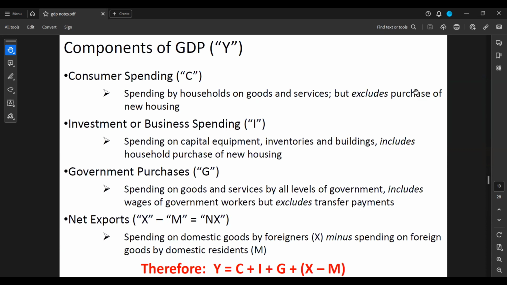Then we have components of GDP Y. Consumer spending, C: spending by households on goods and services, but excluding, for example, the purchase of new housing. Investment, I, or business spending: spending on capital equipment, inventory and buildings, for example, and it includes household purchases of new housing. Government purchases, G: spending on goods and services by all levels of government includes wages of government workers, but excludes transfer payments. Net exports, X minus M: spending on domestic goods by foreigners, minus spending on foreign goods by domestic residents. Therefore, Y is equal to C plus I plus G plus X minus M.